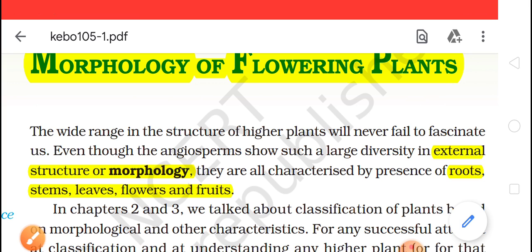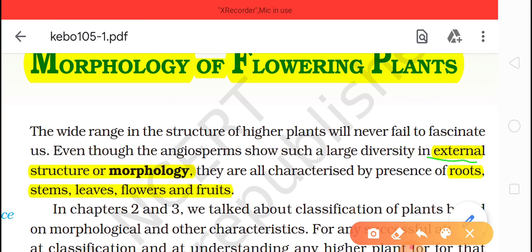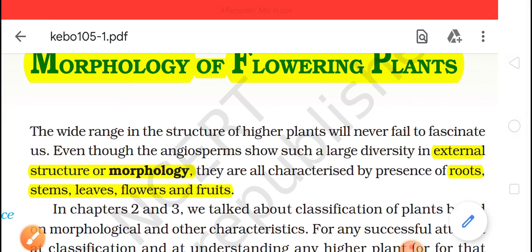External structure or morphology, like roots, stems, leaves, flowers, and fruits. Those things that are visible, that we can touch, this is the external structure or morphology. So we are going to discuss these things. Start from roots. Root we are taking first.